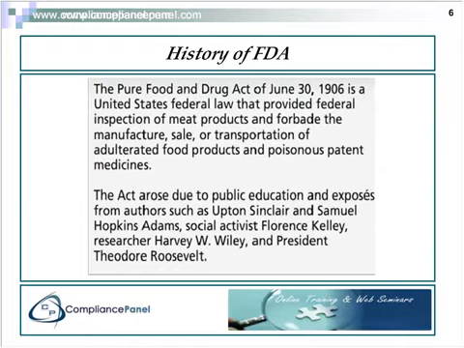The next big moment in FDA history was the Pure Food and Drug Act of June 30th, 1906. Here, federal law provided for federal inspection of meat products and forbade the manufacture, sale, or transportation of adulterated food products. I'm sure some of you remember The Jungle by Upton Sinclair. You might have had to read it in high school or in college, where they went through the meat processing plants in Chicago. Based on what was published by Upton Sinclair, this Pure Food Act came out in 1906.